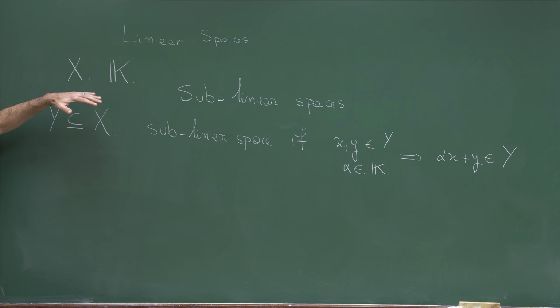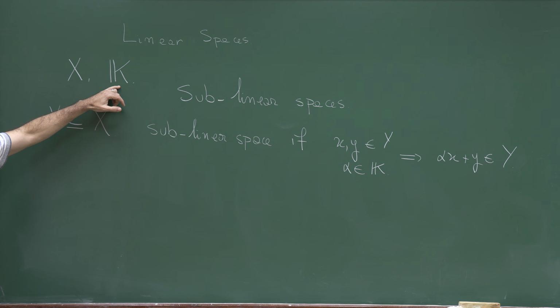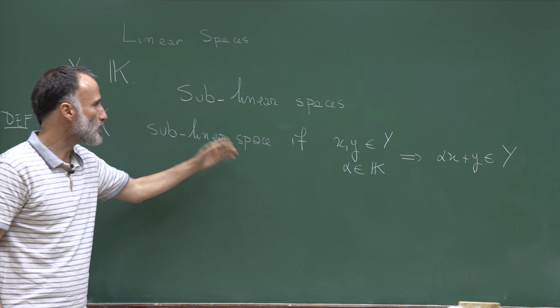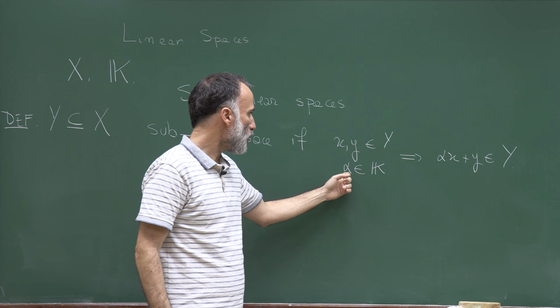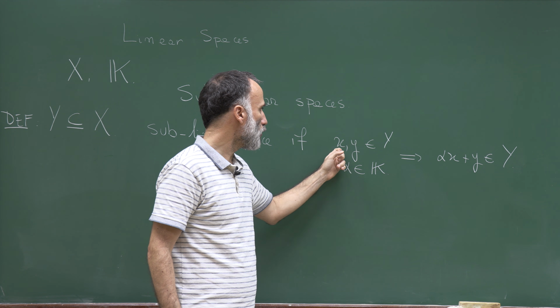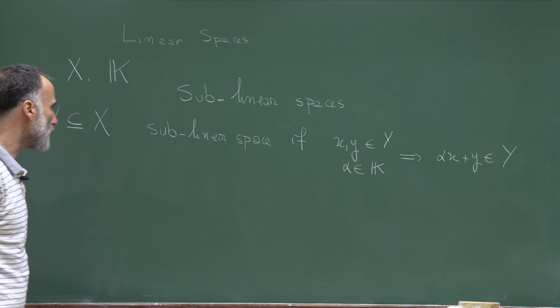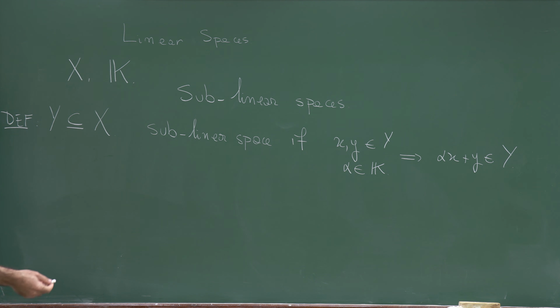So again, let me insist that from now on in this lecture, I have a fixed linear space X defined over a scalar field K. And this is a definition. Given a subset Y of X, I'm saying that Y is a sublinear space of X if for all alpha in K, all x and y in Y, alpha x plus y belongs to Y. And let me give you some properties or some examples.